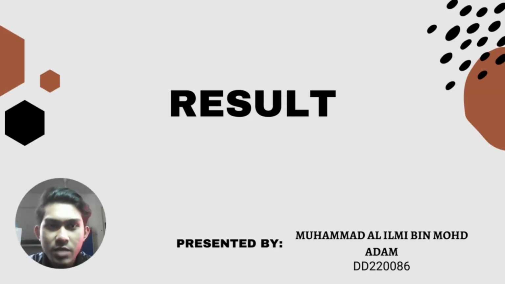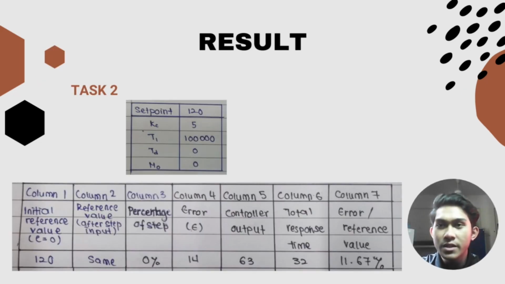Thanks to the presenter before me. Before I continue with this presentation, let me introduce myself first. My name is Muhammad Al-Ilmi bin Muhammad Adam and my metric number is DD220086. Here we can see the result for task 2.